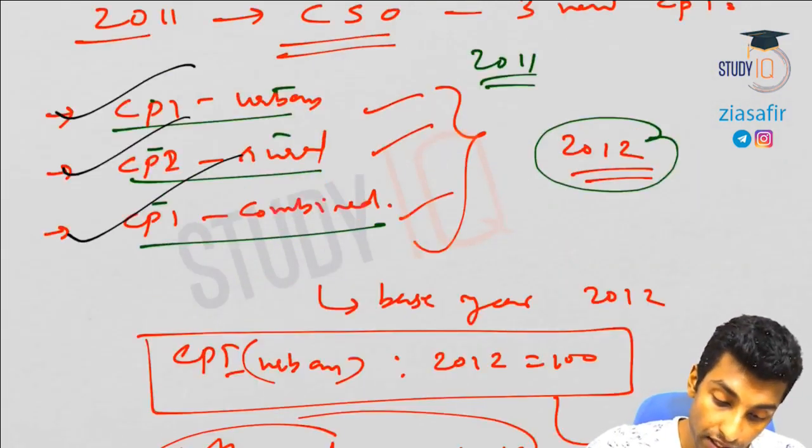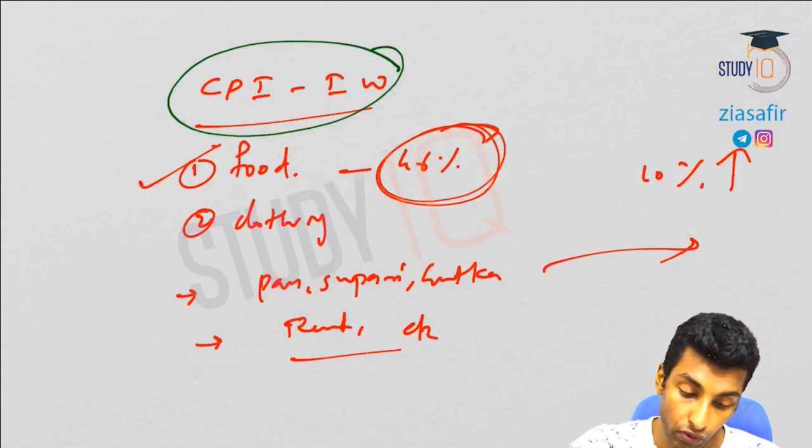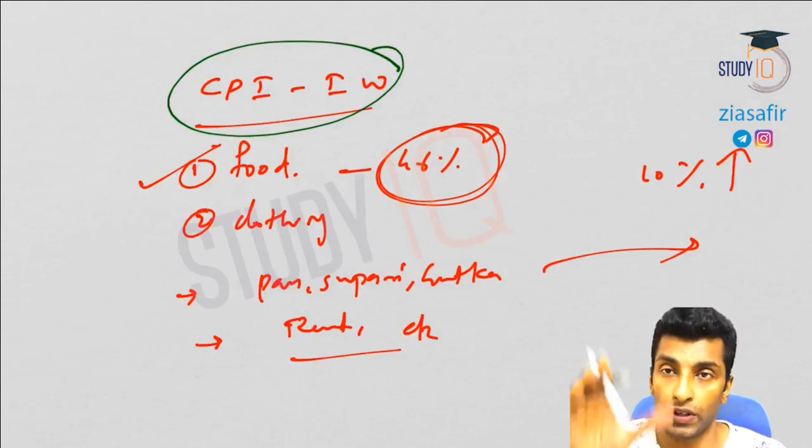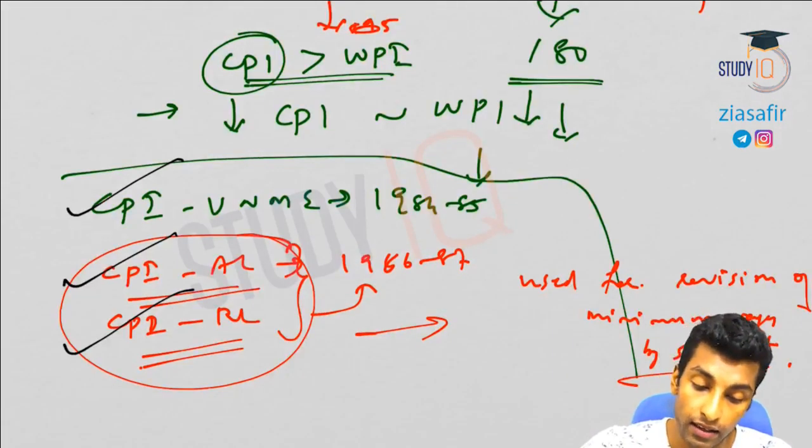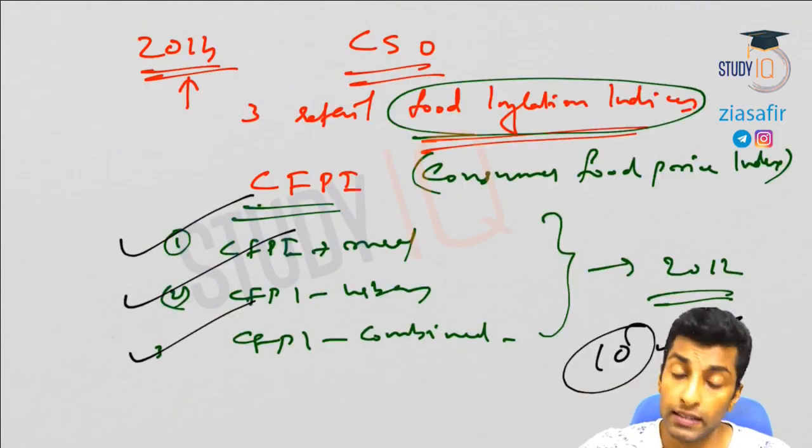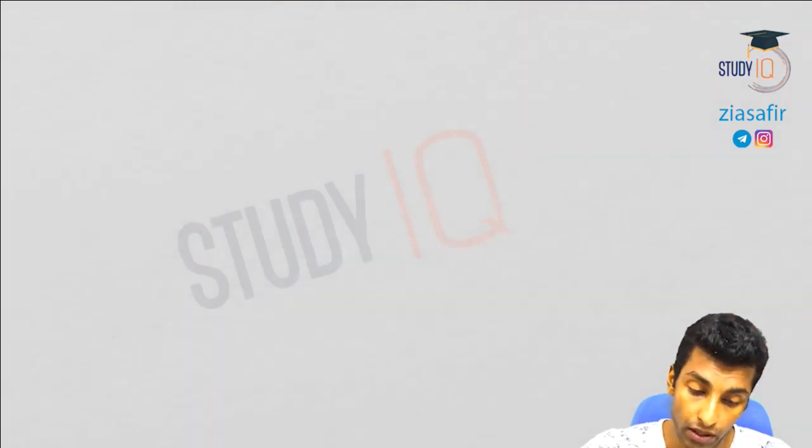So that's about today's discussion. We have talked about WPI, we have discussed what WPI is. We have talked about CPI. We have discussed about CPIs, and then service price index, producer price index, and base year. So that's about today's session.